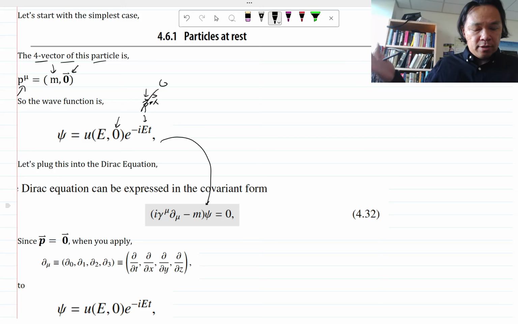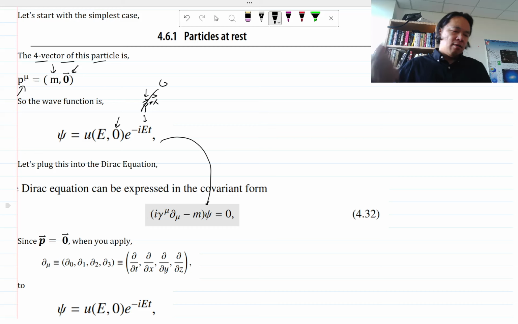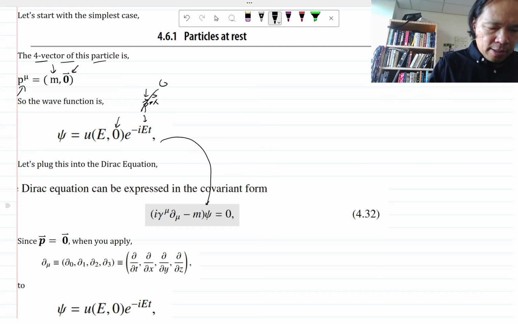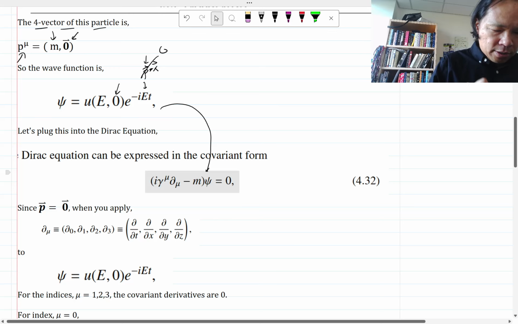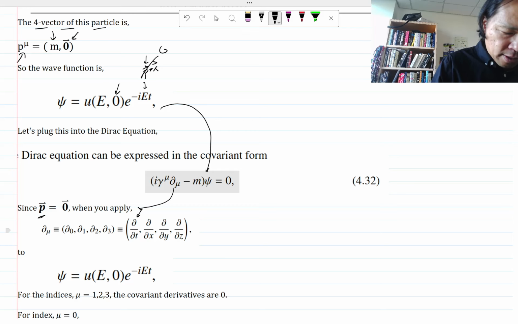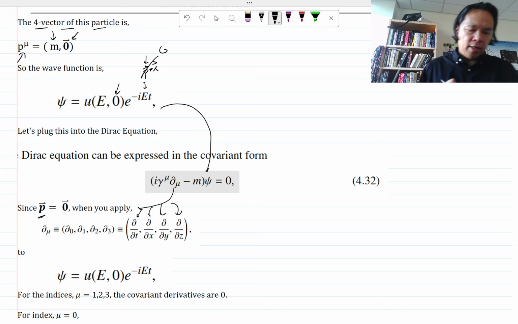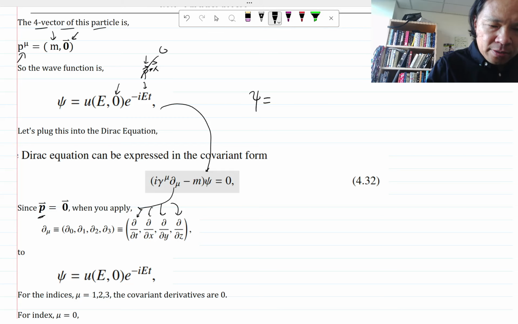Okay, and now we're going to have to start dealing with these gamma matrices and covariant derivatives, right? But this simplest case is actually kind of nice, because since the momentum is 0, remember these covariant derivatives, or these four separate derivatives you're taking. Let me write the more general form here, right? So we can actually see why these things come out to be 0. The wave function goes as e to the minus i (p dot x minus E t), right?